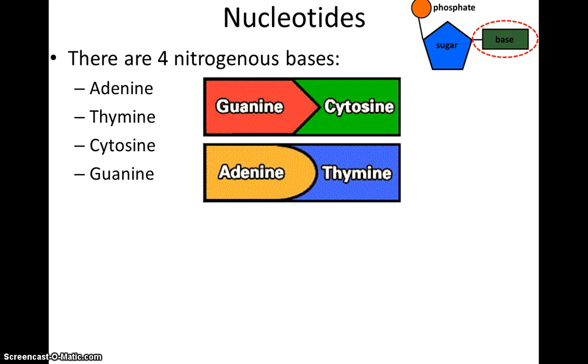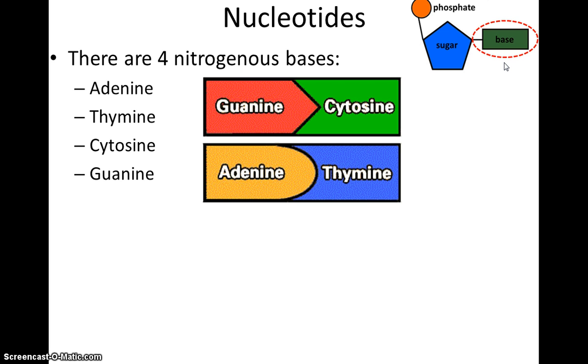And this is what I'm talking about with the base. The phosphate and the sugar in DNA are always the same, but the base can be four different things. It can be something called adenine, something called thymine, something called cytosine, or something called guanine. And I'm not as worried about you memorizing these names. I'm more worried about you memorizing these letters. So you need to know A, T, C, and G. So A, T, C, and G are the four different types of bases that can be on a nucleotide.